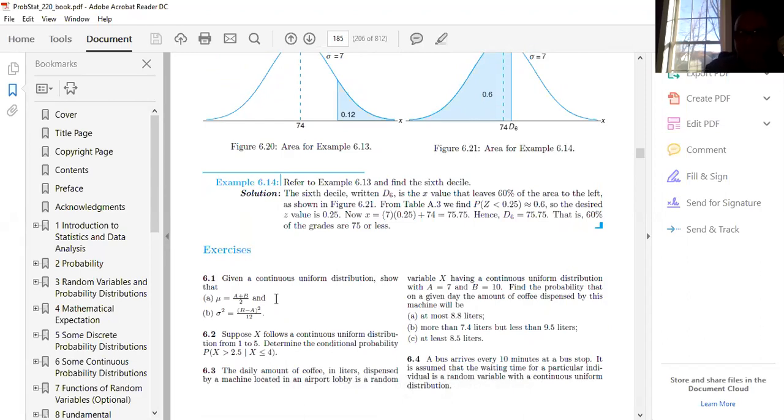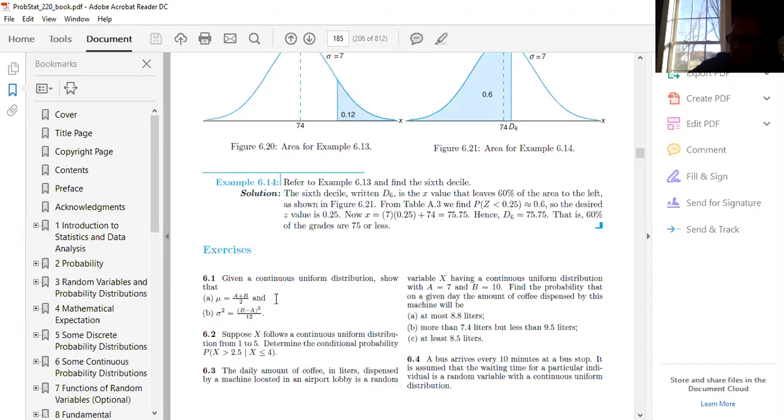6.3 says that the daily amount of coffee in liters dispensed by a machine located in an airport lobby is a random variable X having a continuous uniform distribution, A equal to 7 and B equal to 10. I think we did these examples too, right? Anyway, let's go for this one.